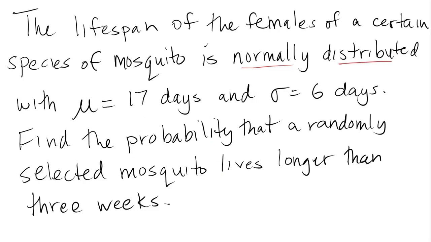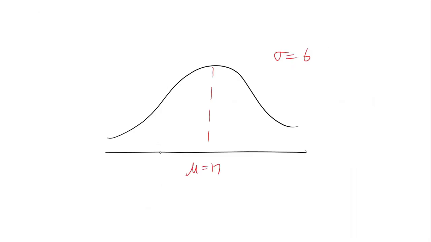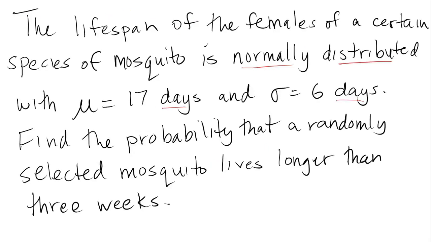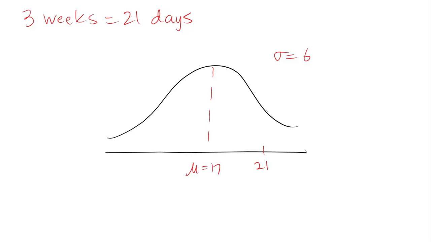And we're being asked to find the probability that the mosquito lives longer than 3 weeks. You might have noticed how I emphasized the units there. That doesn't mesh with what we were given here. This is in days and this is in days. But the bound we're given is measured in weeks. Don't start at 3 because this is measured in days. 3 weeks is 21 days. And so we're going to be on the right side of the mean. And the question is, what is the probability that they live longer than 3 weeks? So we want to go to the right of that.